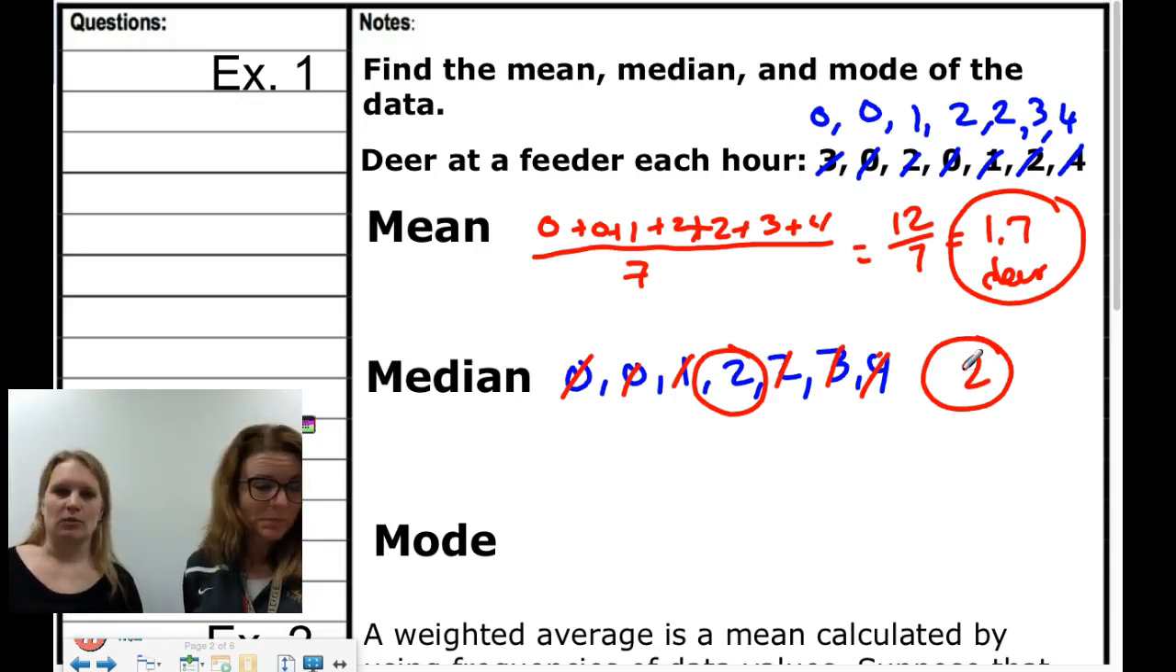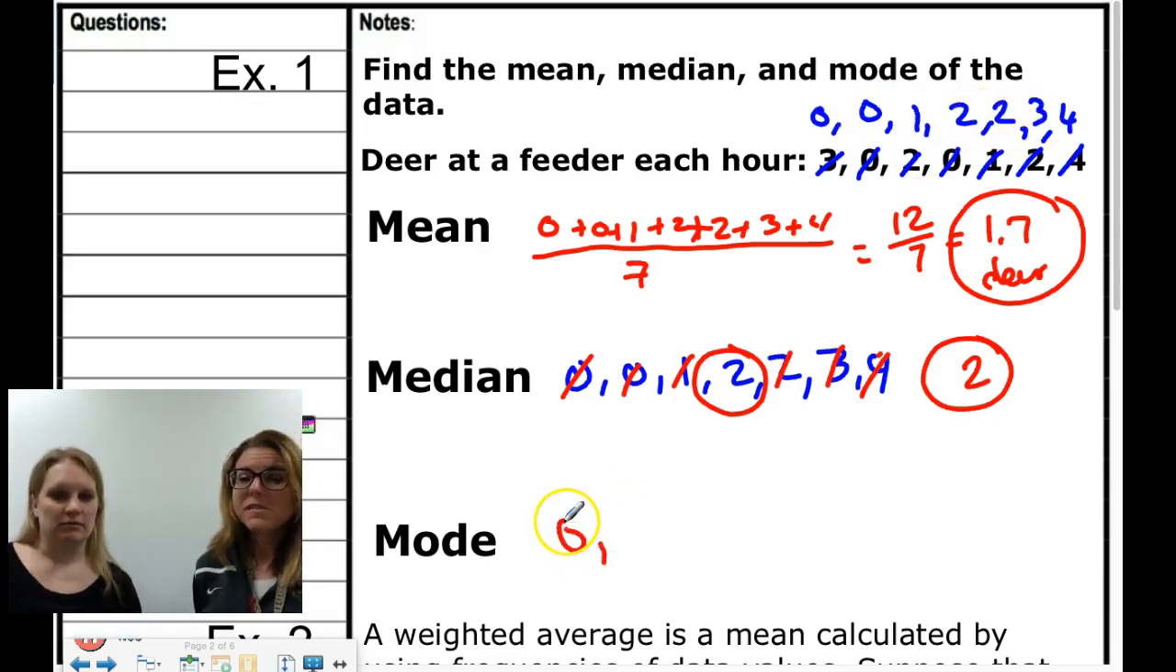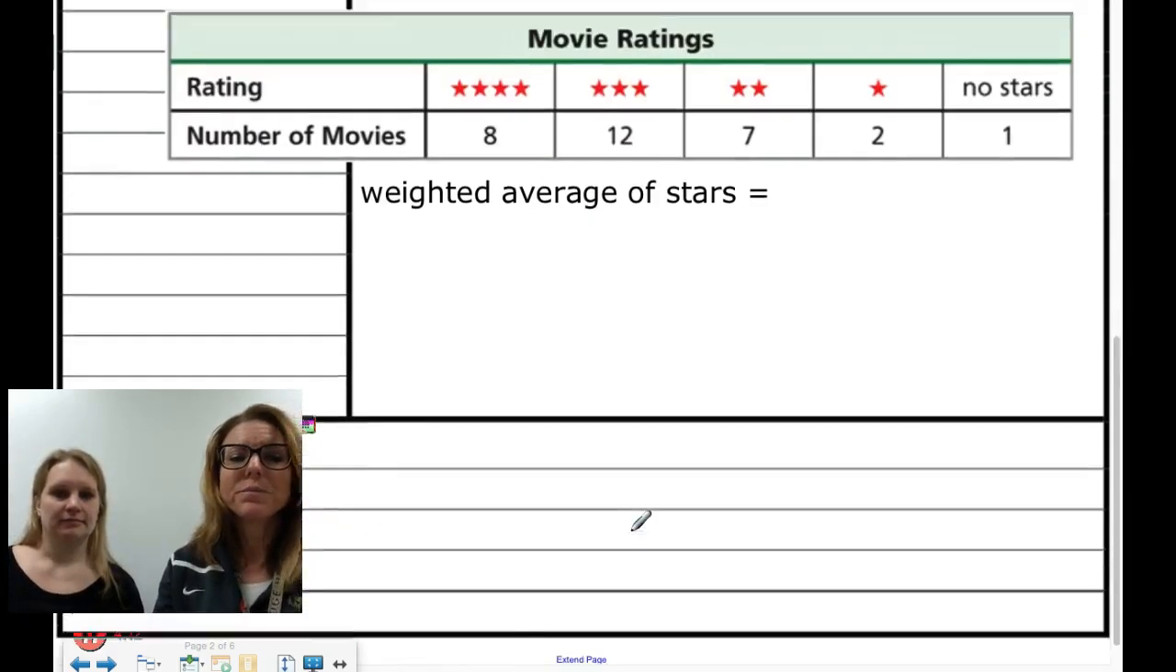Great. Mode. Mode, which one occurs most often? Well, looking at our data set, we have 2 zeros and 2 2s. So our answer would be 0 and 2. That's the mode. Great.